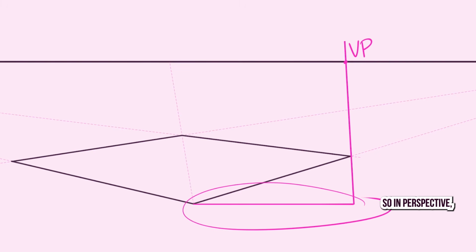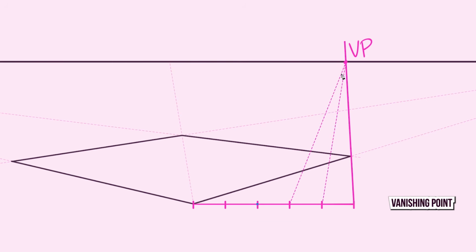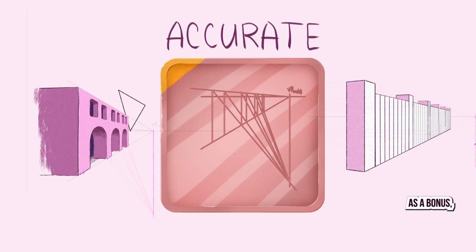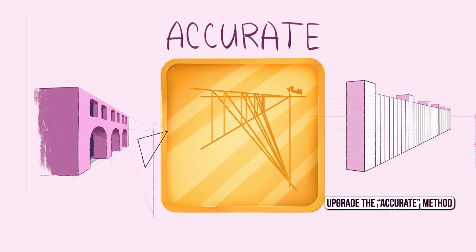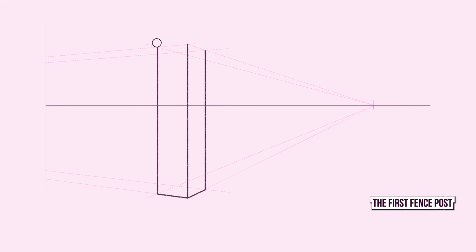So in perspective, we can already split this line with the ruler and use our diagonal vanishing point to split the edge. Now the same steps as for 1 point perspective. Split into the stripes using intersections and perspective guides, and draw just one diagonal to complete the field. As a bonus, we can upgrade the accurate method and make it much faster. Now you can just draw the first fence post and the position of the last one. Find the diagonal vanishing point and the width.